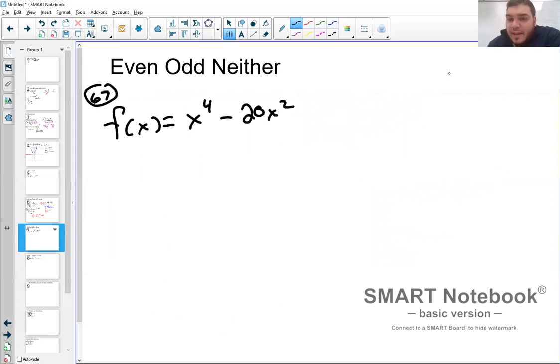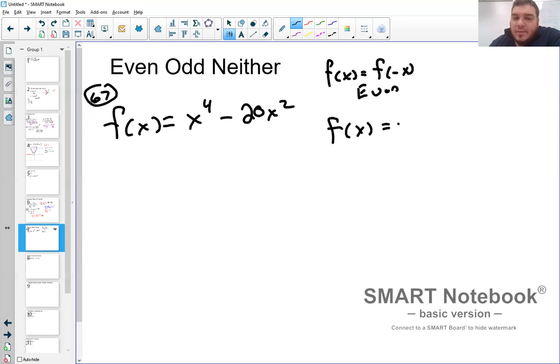Okay, even, odd, or neither functions. I talked about this at length in class. I'm just going to mention it very quickly. If f of x matches the same as f of negative x, that means it's even. If f of x matches the same thing as a negative version of f of x, that means it's odd.